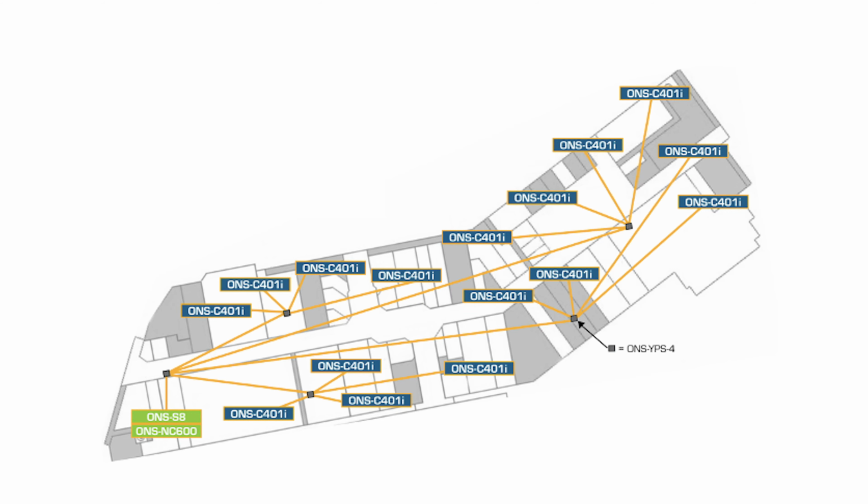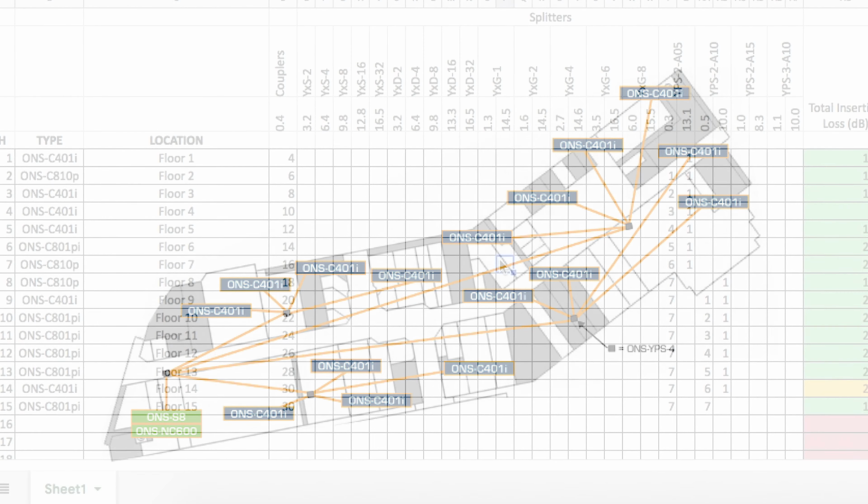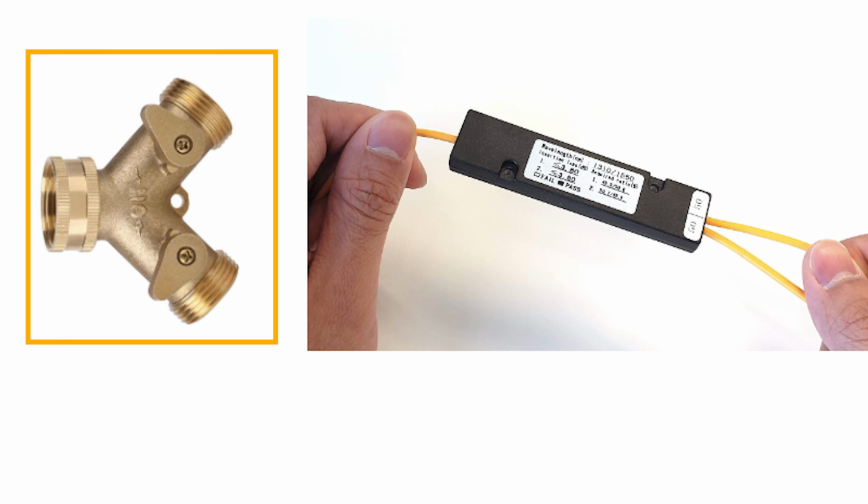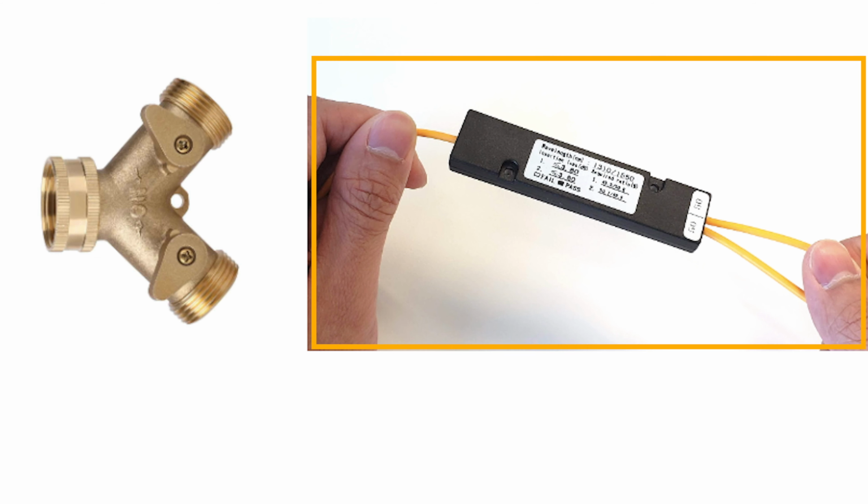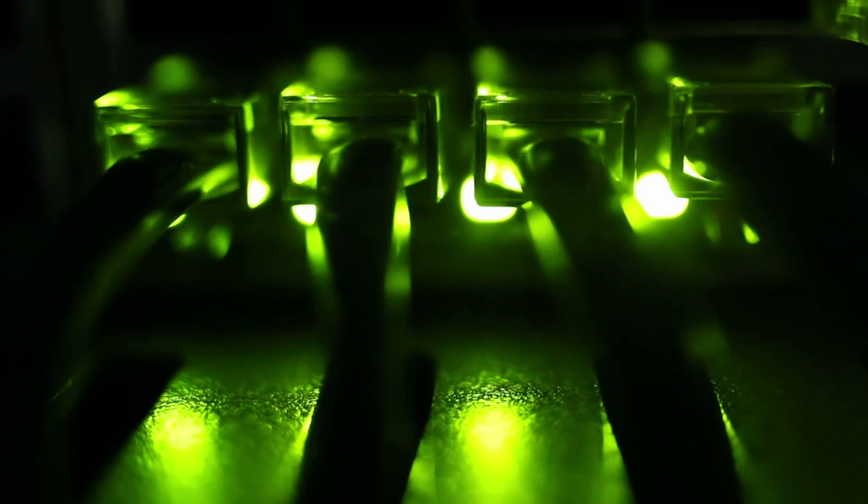Before we look at the Optical Budget Calculator spreadsheet, here are the basics of passive optical splitters. Just like how water hose splitters will redirect water into multiple streams, passive optical splitters do the same thing with light. That is, light sent down one input will be split into multiple outputs, in this case, fiber strands.